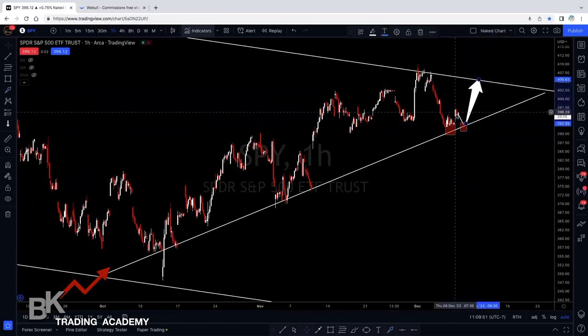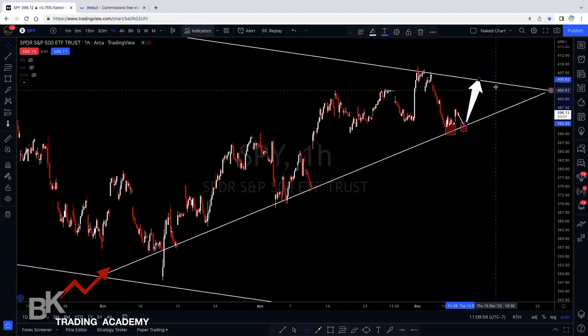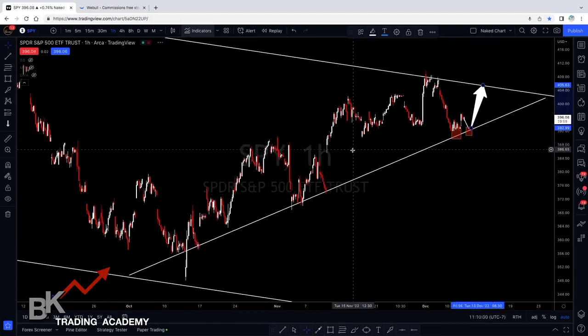Now, the problem with that is it may not pull back to the trend line yet. It may continue to the upside to the top of the trend line, come back down and do something like that. So that's on the hourly. Now, if you're executing on the hourly, you plan on day trading.